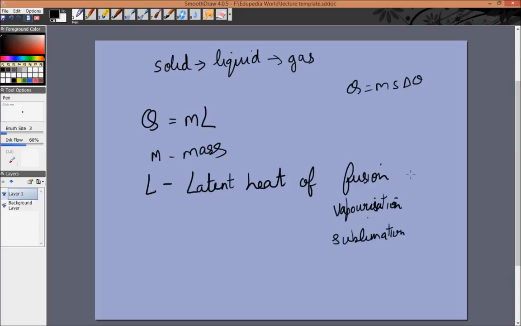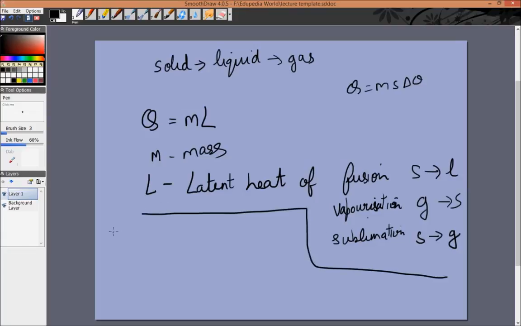Fusion is when an object goes from solid to liquid or vice versa. Vaporization is when it goes from liquid to gas or vice versa. Sublimation is when it goes directly from solid to gas. Dry ice would be an example. Right. Now some particular values which you need to remember. The latent heat of fusion of water, we are talking about water now, is 3.4 into 10 to the power 5 joule per kilogram.